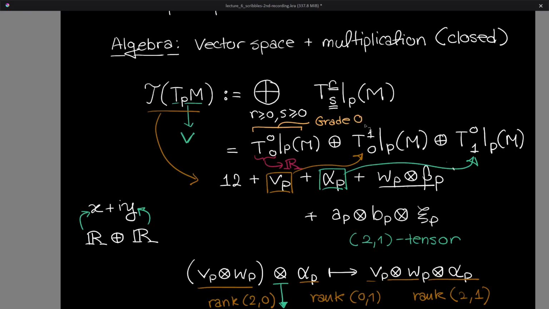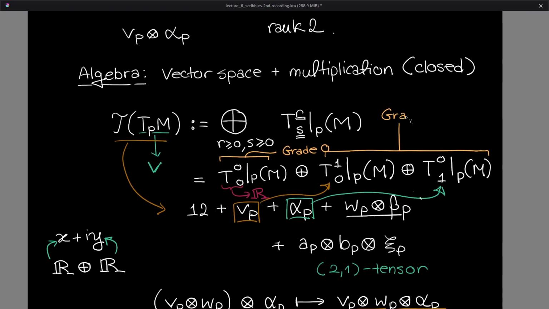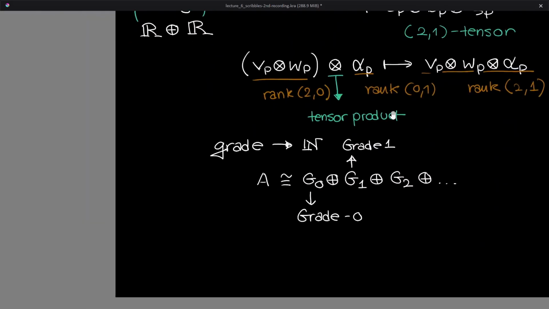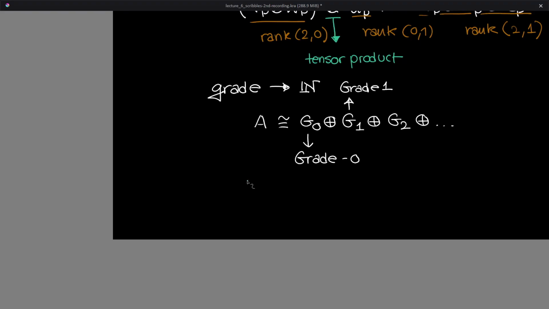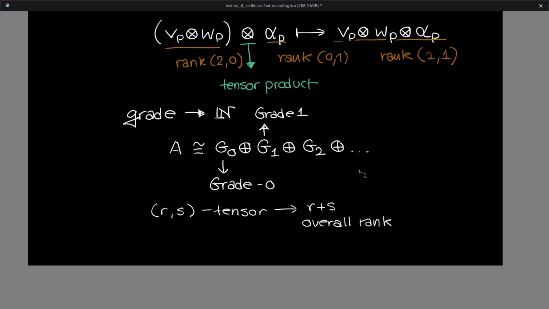These are both grade 1, actually. I'll get to that in a little bit. So these are both grade 1. How do we decide the grade here? The grade for an RS tensor will be R plus S. So it's like the overall rank. But grade is not the same thing as rank. In this case, for the specific graded algebra, the tensor algebra, the grade is equal to the overall rank.